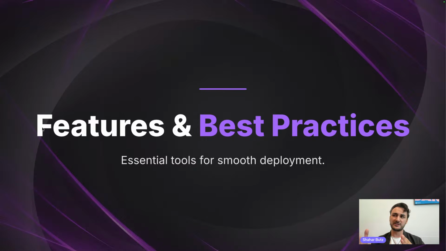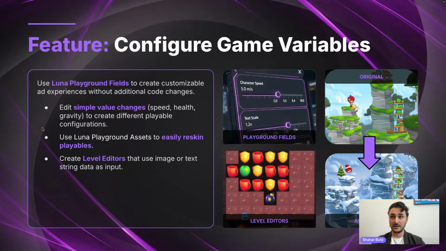Now, because these are things that you need to do in every single project that you work on, regardless of mechanic, regardless of genre, some of you are already familiar or maybe even really familiar with some of these. But I'm going to still go through each of them because they're very important. The first one that I would guess most of you are familiar with, if not all of you, is configuring game variables with Luna Playground fields. Well, now we should probably call them Playworks Playground fields.